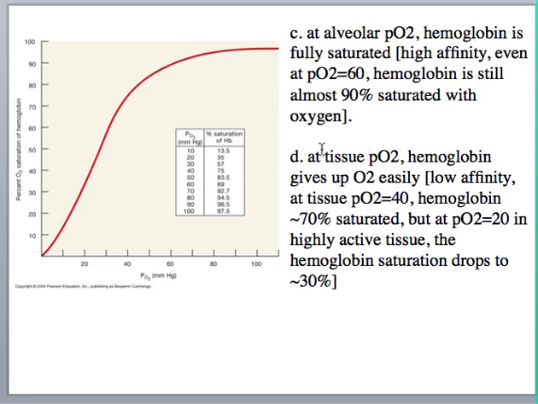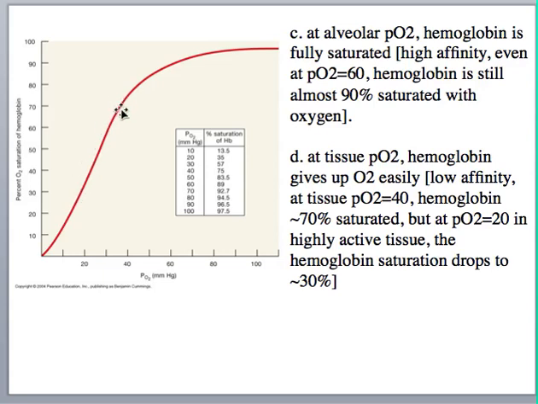Now let's think about the tissues. At tissue PO2, remember at the tissues it's around 40. Here's a PO2 of 40. So let's just go up here. At a PO2 of 40, hemoglobin is only about 70% saturated. At a PO2 of about 20, which is much, much lower, the hemoglobin saturation drops way down to about 30%.